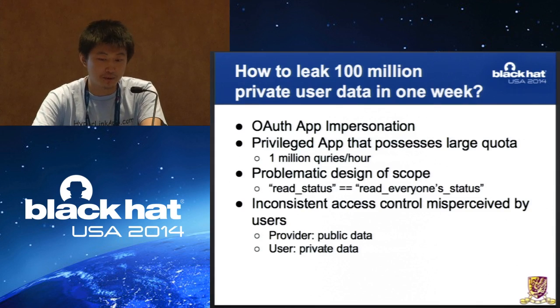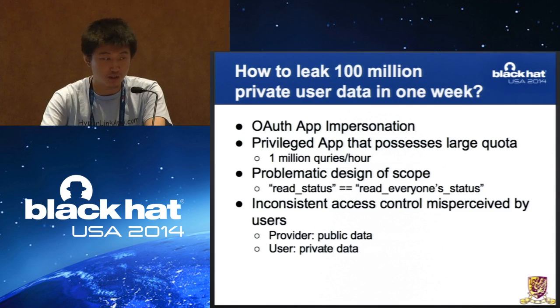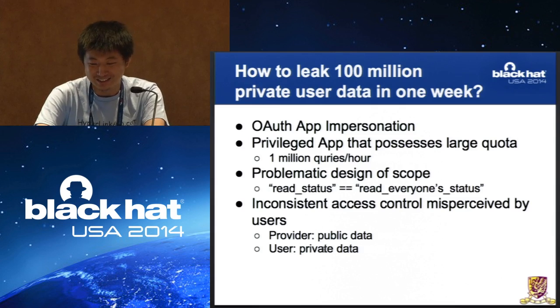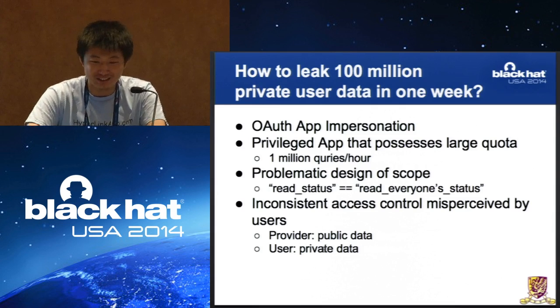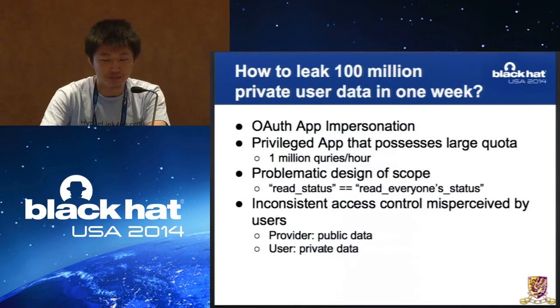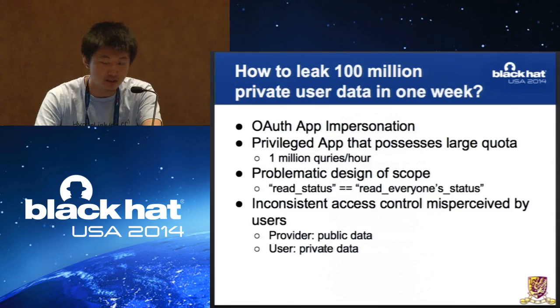The third one is the problematic design of the API. Firstly, the scope. You see, read status is basically equal to read everyone's data, and the provider denied that this is a mistake. It says this is by design. And there is even inconsistent access control, because the provider says public, while users feel it's private. That's why the leaked data is sensitive.